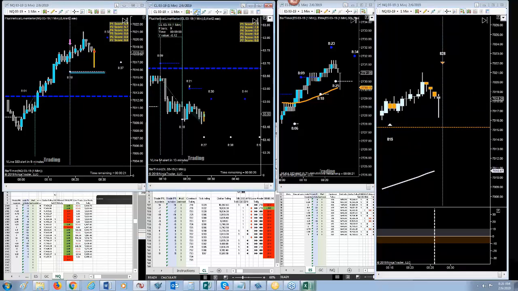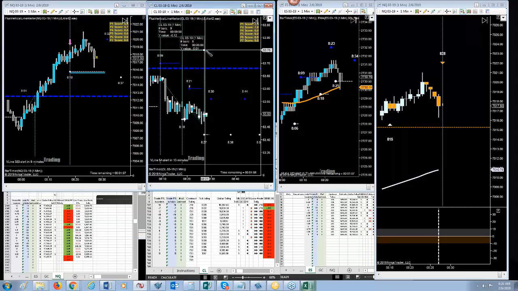Over on CL, we've had a signal since we've been training. It started at the close of the 8:21 candle at 53.51. We're pretty much at break even. 53.50 will be closed here right now. It's only good for one tick.